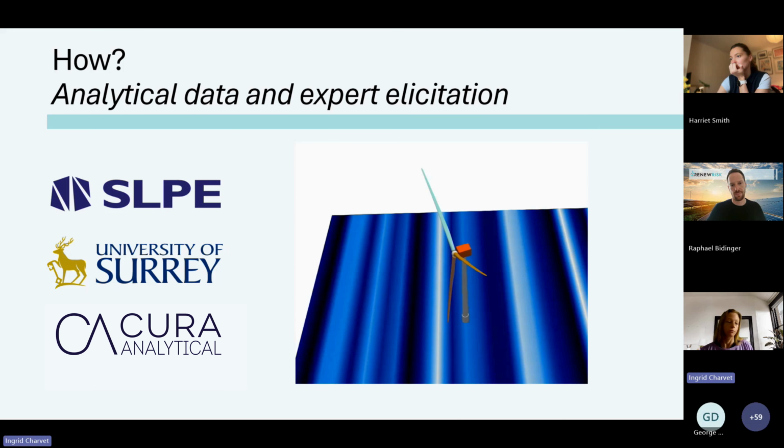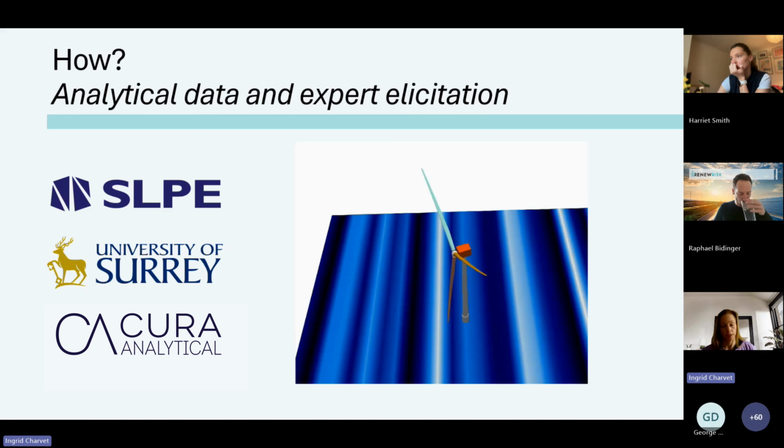So how do we go now about modeling these things? Well, the first stage is to obtain data, because obviously offshore wind farms historically are a relatively new type of asset and exposure. There is not a lot of empirical data, so we do need to obtain data in the form of analytical data and expert elicitation.